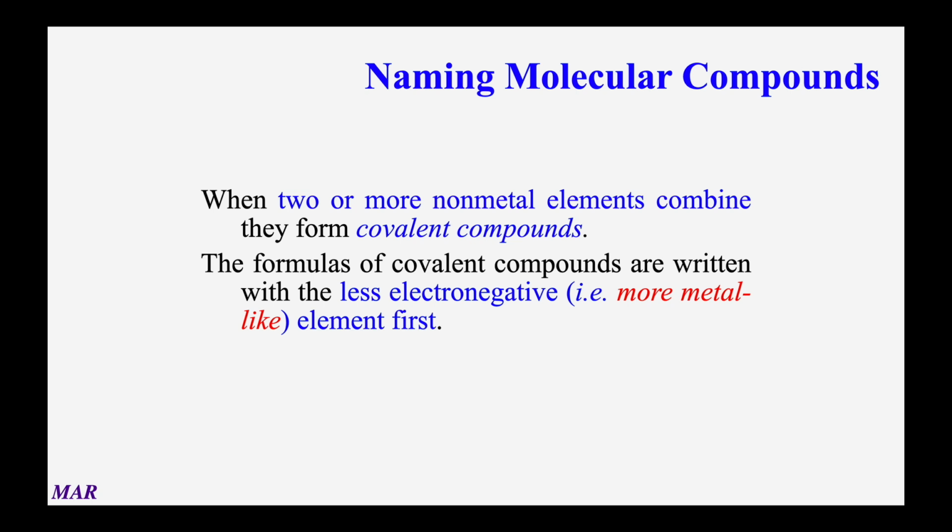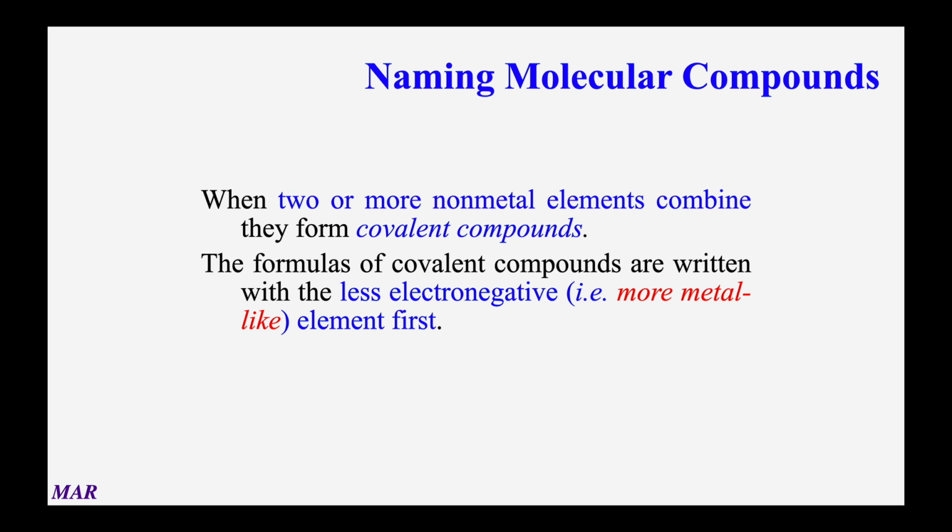In the formulas of covalent compounds, you always have the less electronegative element first and the more electronegative element last. Another way to interpret this, because electronegative is weird: the more metallic-like element goes first, and the element which is less like a metal goes last. On the periodic table, carbon is closer to the metals than oxygen is. So carbon always goes first and oxygen always goes last. And that's why it's CO2.